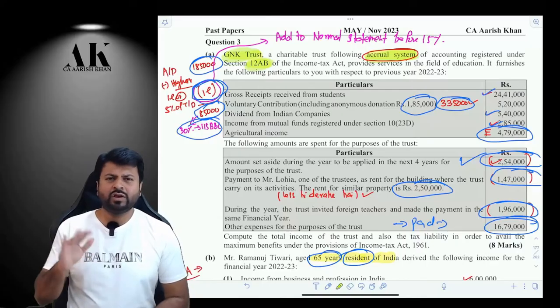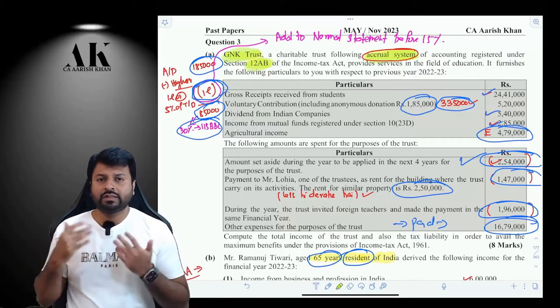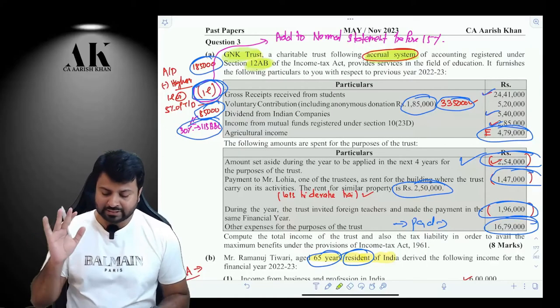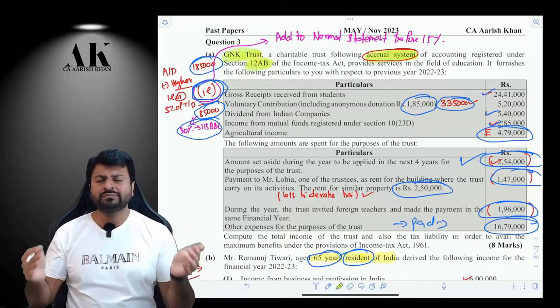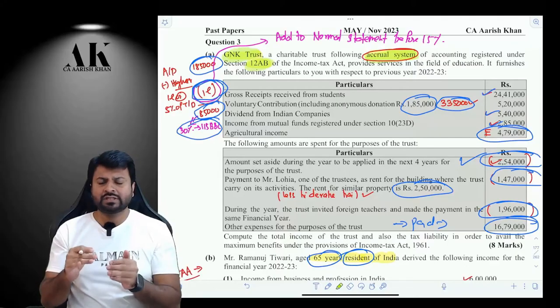You can book your revenue on accrual basis. There is no harm in that. But the deduction will be allowed on payment basis. Otherwise, it will not be allowed. So let's compute the income statement. How do they compute the income? First, all the incomes, less 15% exemption, then all the application.